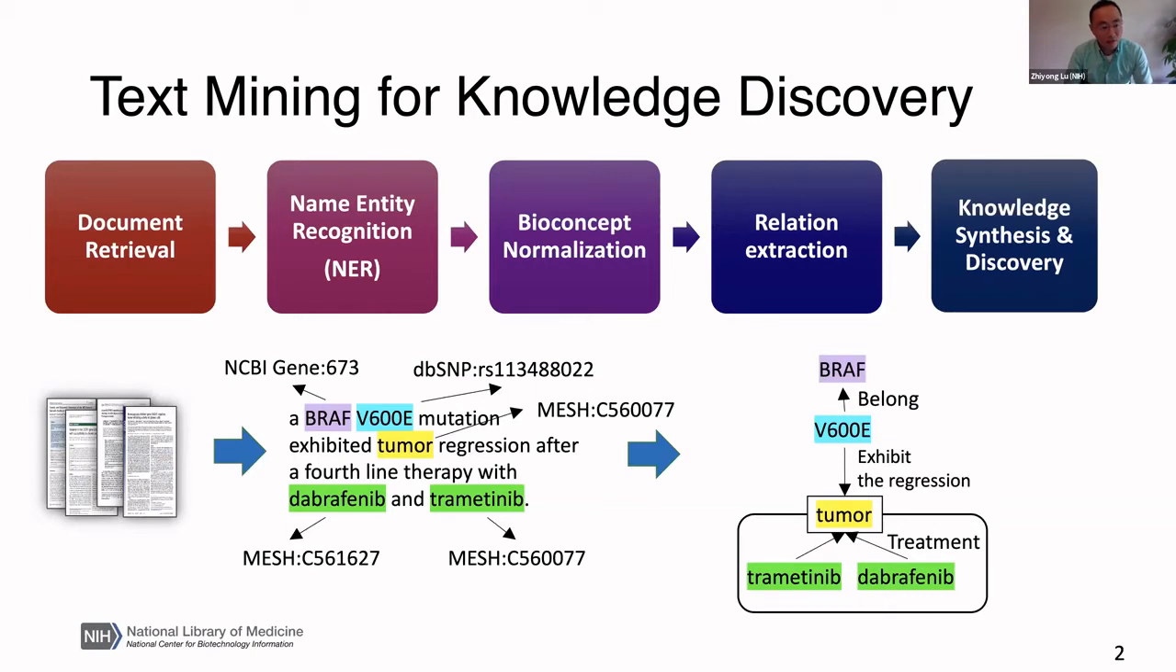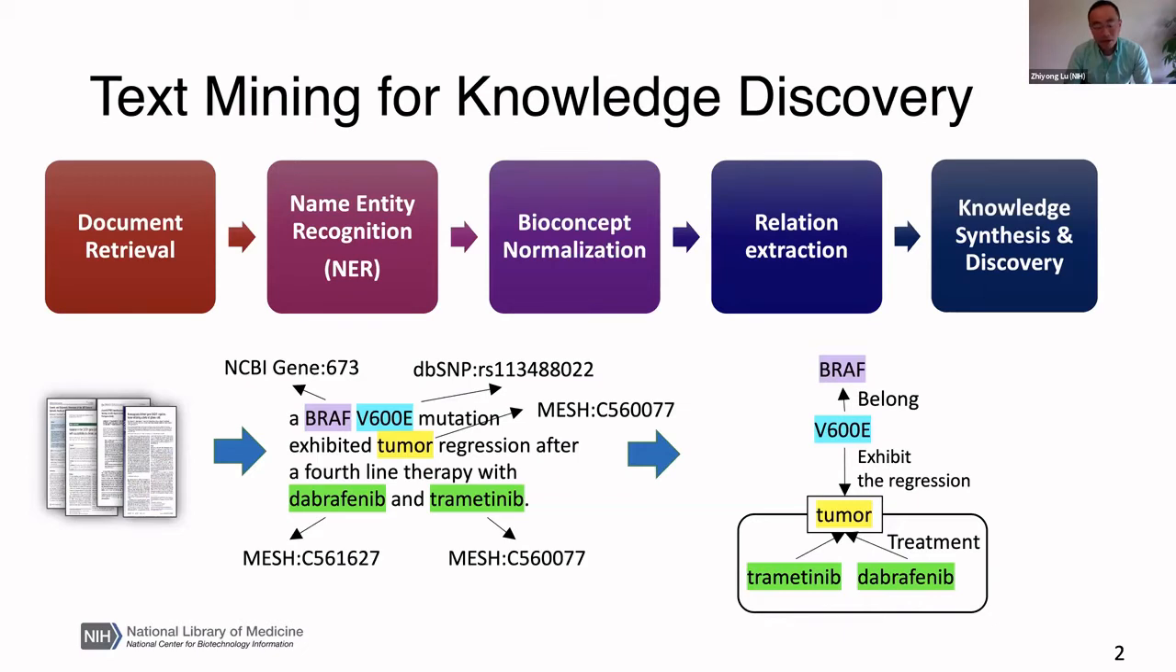So let's say a user has a need for a specific topic. So they try to retrieve a subset of articles that are relevant to that topic. And once they have that set of documents retrieved, they can develop tools to recognize concepts that are important for biological research, such as genes, diseases, and drugs and chemicals. And one step further is to map these disease mentions or gene mentions into standardized or unified codes.